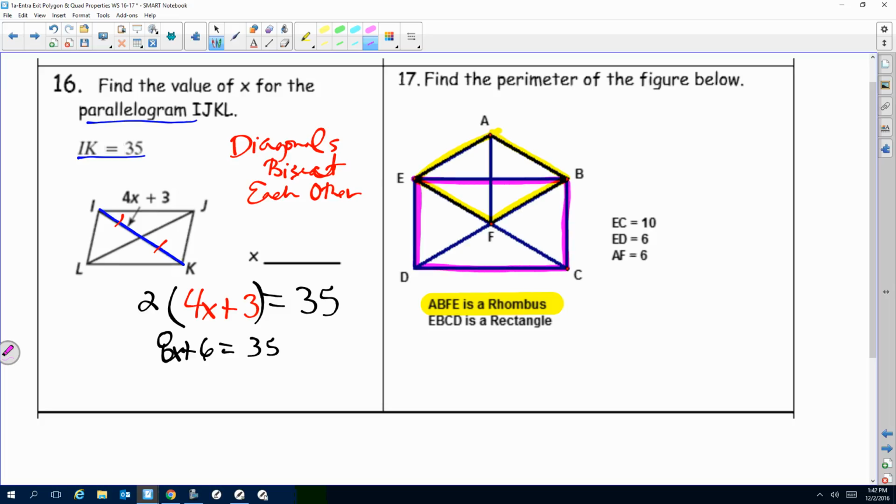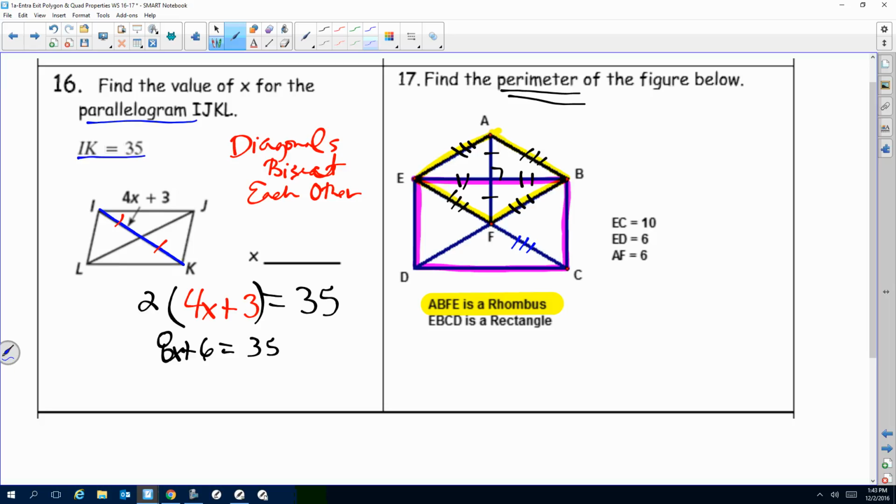So if I'm looking at my rhombus, in the rhombus, the diagonals are perpendicular, they bisect each other, and all sides are congruent. Now, they also bisect the angles, but everything we're dealing with in this one is with the segments, the sides, because they want us to figure out the perimeter. So I'm going to start off. And then for the rectangle, sorry, again, the diagonals bisect each other.